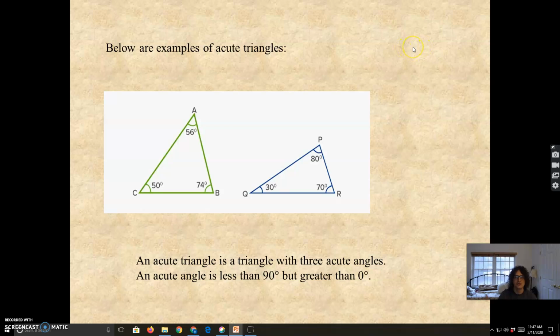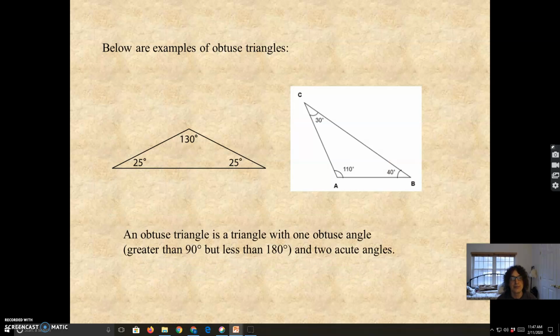Now, below are examples of acute triangles. And as you can see, an acute triangle is a triangle with three acute angles. The acute angles are going to be less than 90 degrees but greater than 0 degrees. And for those two triangles on the screen, you can see that the three angles add up to 180 degrees. The sum of all three internal angles in any triangle is always 180 degrees.